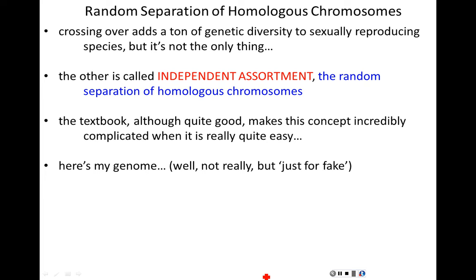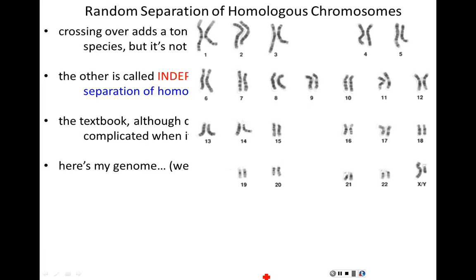Here's my genome, and as my daughters would say, not for real, just for fake. This isn't really my genome, but it's an XY genome, so it will do. In my genome, I have 2 homologous chromosomes for each homologous pair. I have 1 chromosome 1 from my dad and 1 chromosome 1 from my mom. 1 chromosome 2 from dad and 1 chromosome 2 from mom. We've been through this a number of times. Let's assume, for the sake of argument, that every chromosome you see on the left of the pair came from my father, and every chromosome you see on the right of the pair came from my mother.